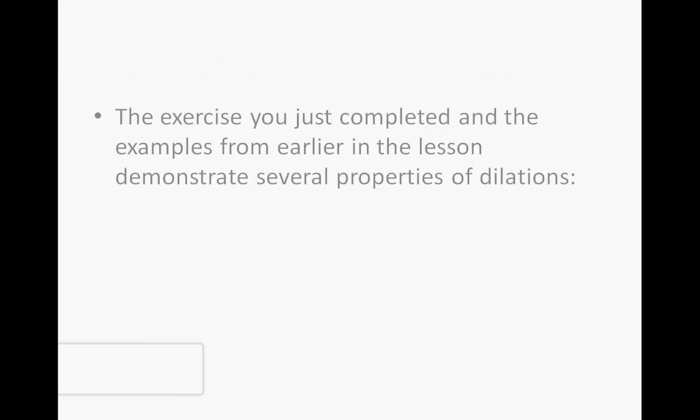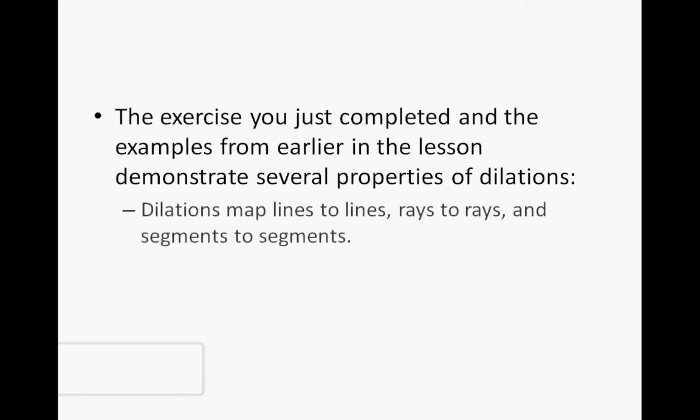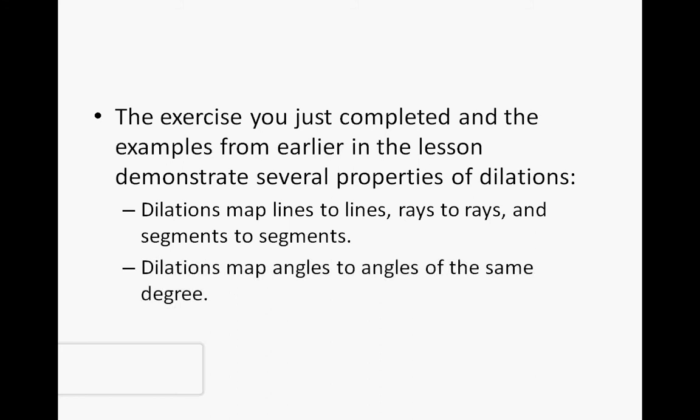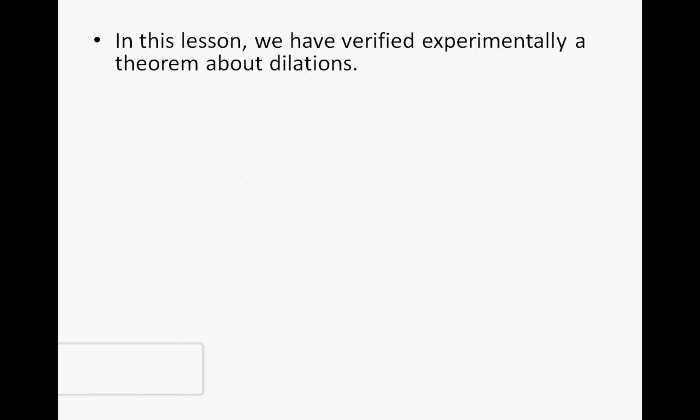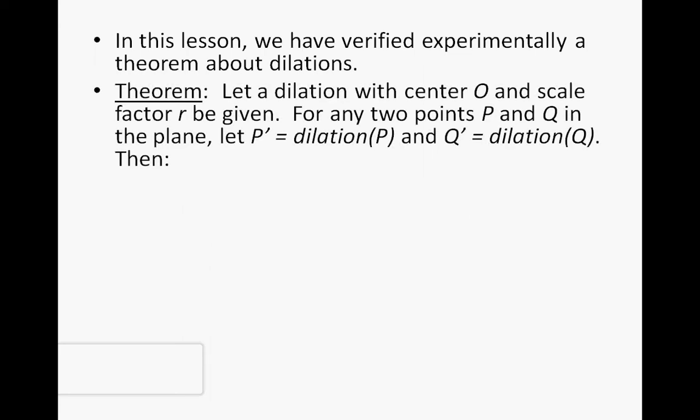And to wrap up our discussion, these exercises demonstrated several properties. First of all, that dilations map lines to lines, rays to rays, and segments to segments. Dilations map angles to angles of the same degree. And you've also verified experimentally the theorem about dilations, which is, let a dilation with a center of O and a scale factor of R be given. For any 2 points, P and Q, in the plane, we are going to say P prime is the dilation of P and Q prime is the dilation of Q.